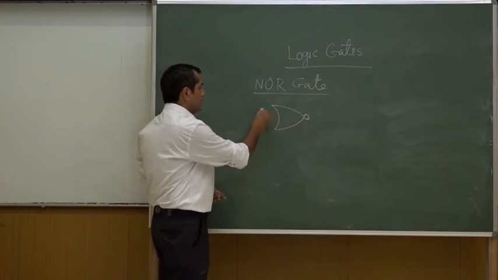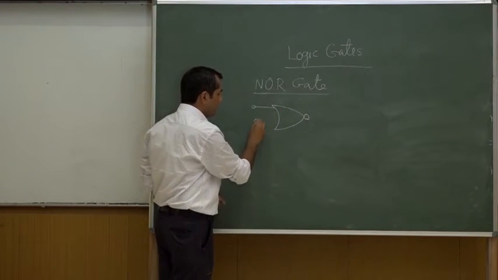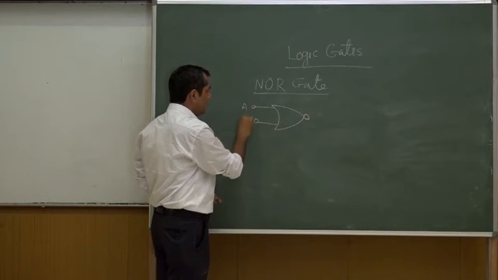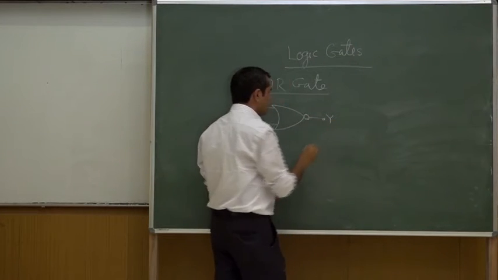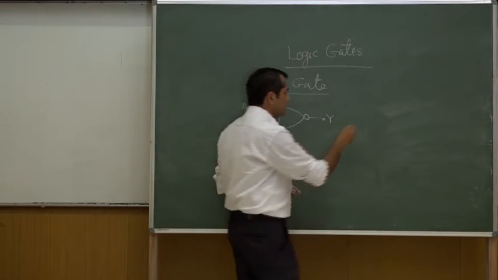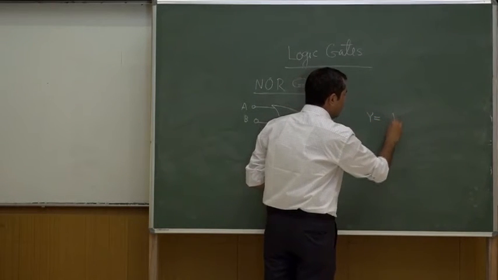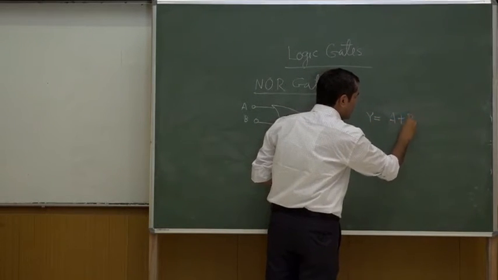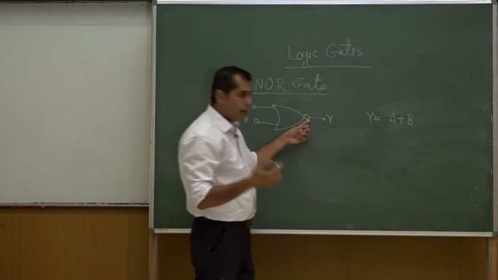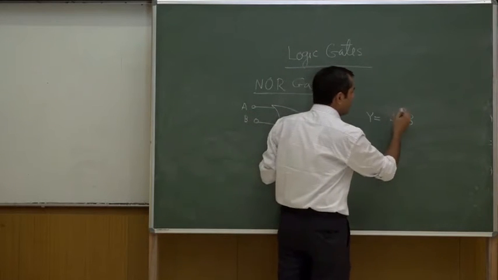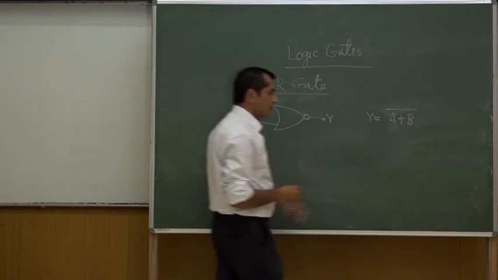Okay. So, if I take two inputs here, A and B, and the output to be Y, in this case Y is related to A and B as Y equals A plus B. That would be the OR gate without this circle, but this circle indicates the reverse of this operation. That means the output Y is going to be (A plus B) bar.